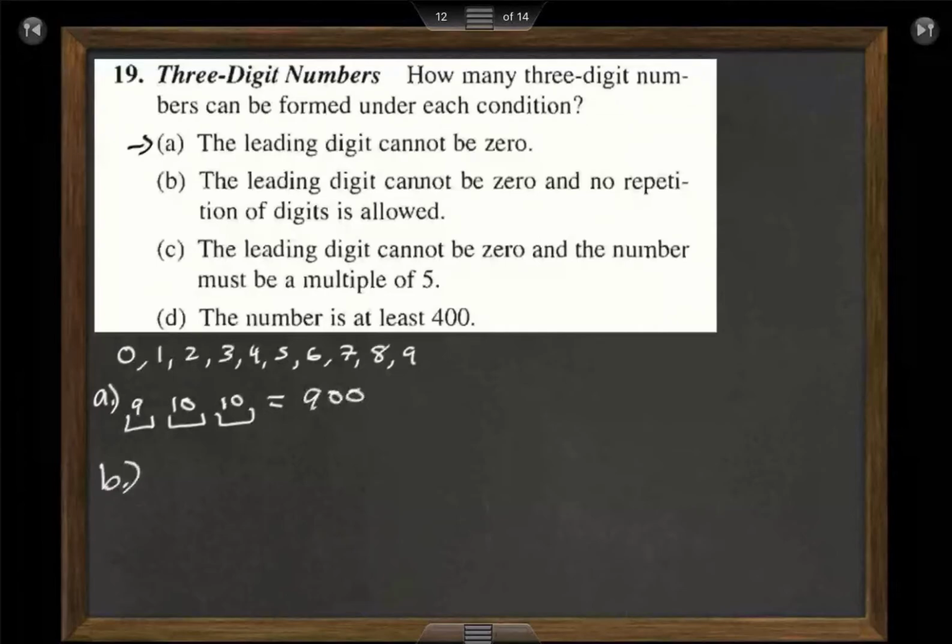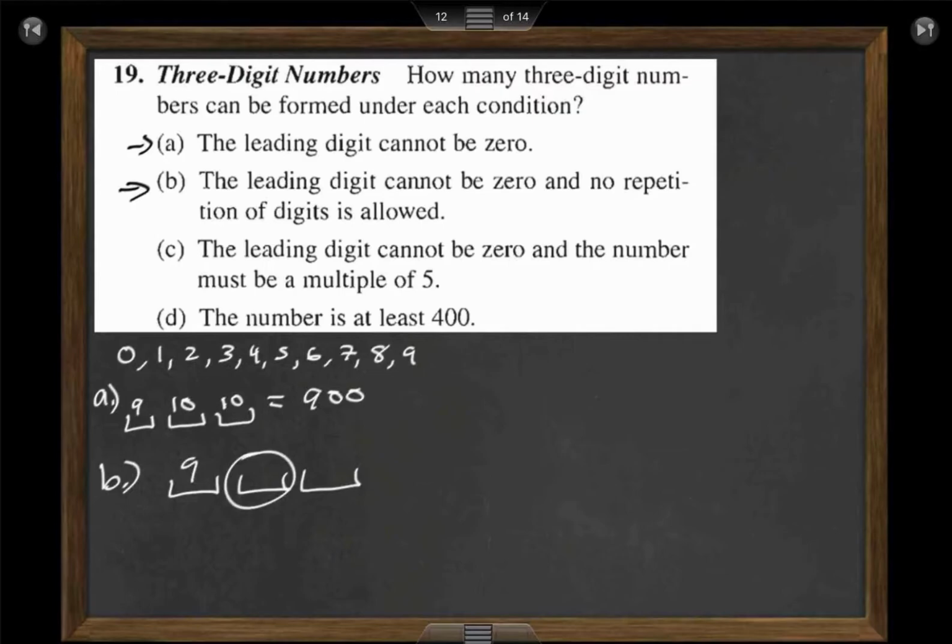All right, now let's look at B really quick. For B, it says the leading digit cannot be zero and no repetition of digits is allowed. So we have three spots. The very first spot, there's nine options, just like before, because the leading digit cannot be zero. So there's only nine left. For the next spot, now anybody can be chosen, except for the one digit that was chosen for the first one. And we don't know what that digit was.